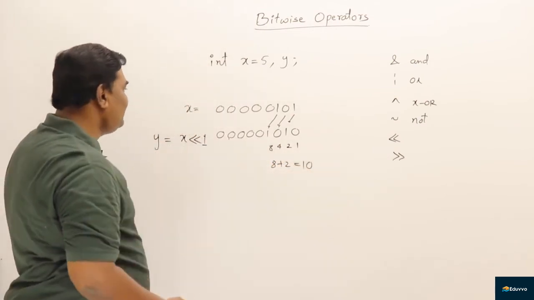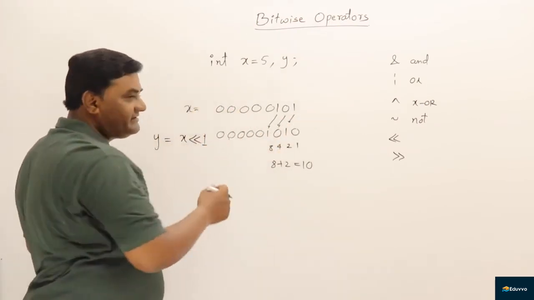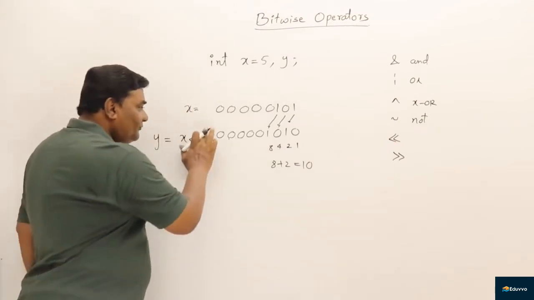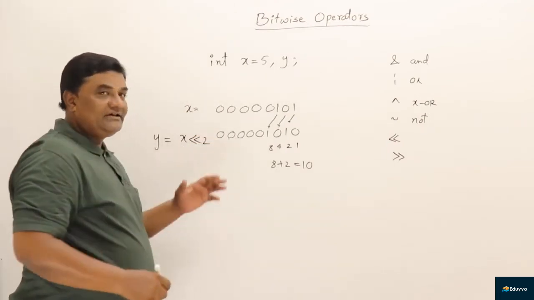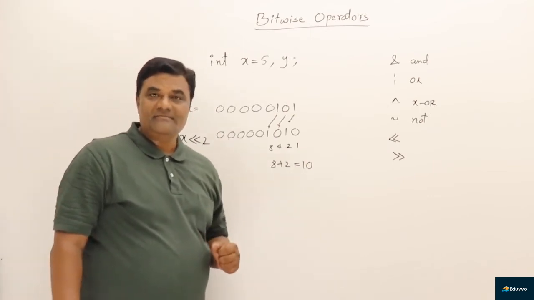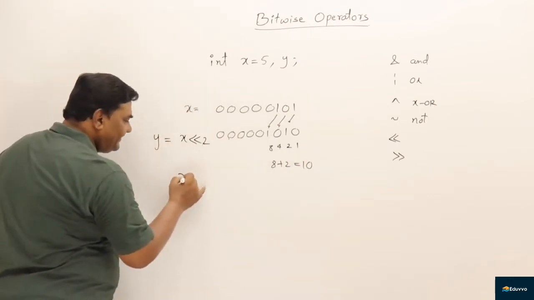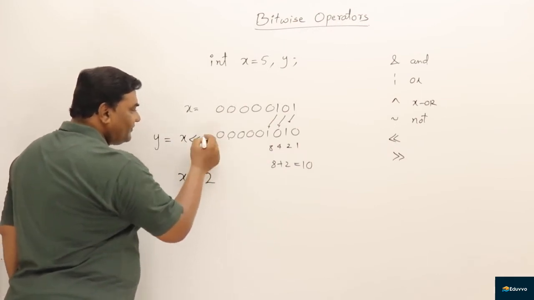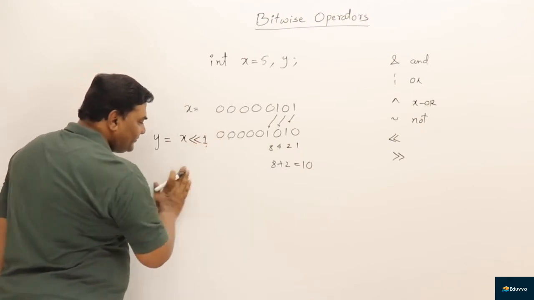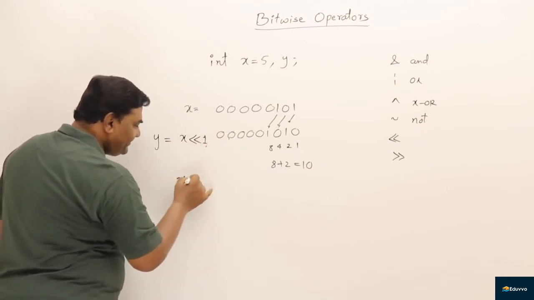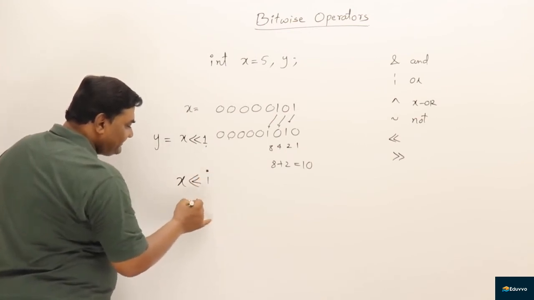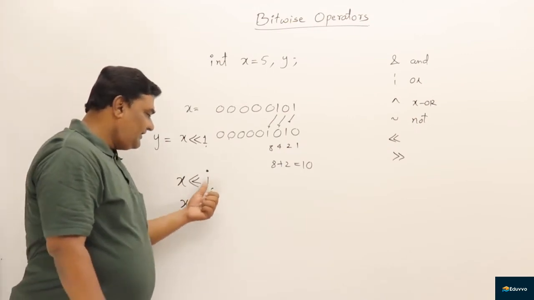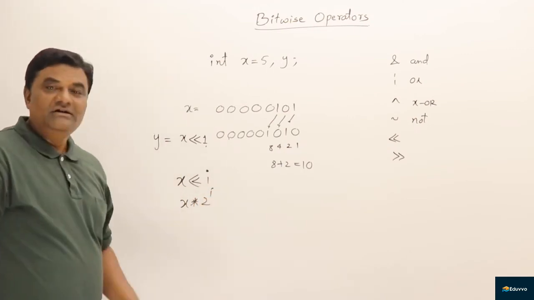So what has happened is, when you shift all these bits to the left by 1 space, then this 5 gets multiplied by 2. If you move them by 2 spaces, then it gets multiplied by 4. So whatever the value of x is, it gets multiplied by 2 power whatever number you write here. So if I say x left shift I, then this will be x into 2 power I. If I is 1, then it is multiplied by 2. If I is 2, then x will be multiplied by 4, and so on.